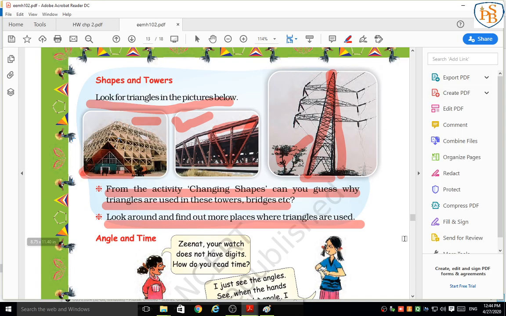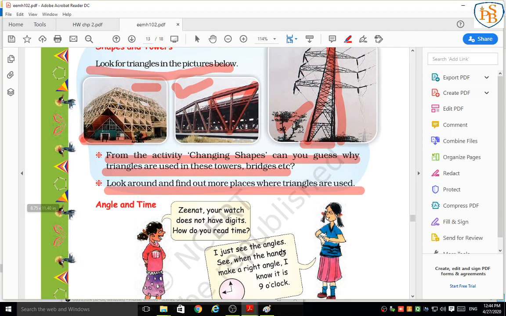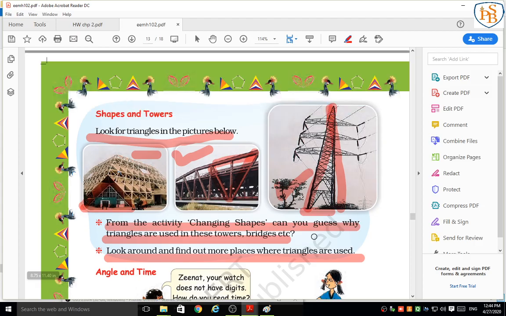Now this task is for you. Like the tower and bridge, just open your eyes. Now you understand the angles. Just open your eyes, look carefully around us and try to find the places where angles are used. Okay? Done? So next point, listen carefully, students.